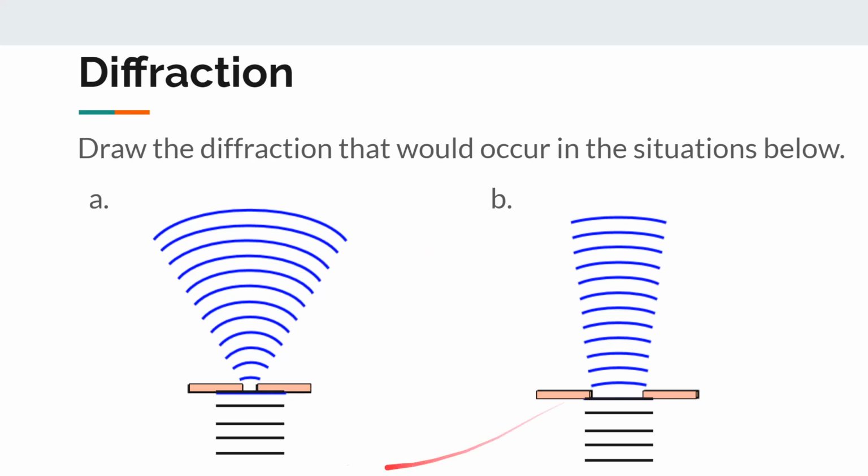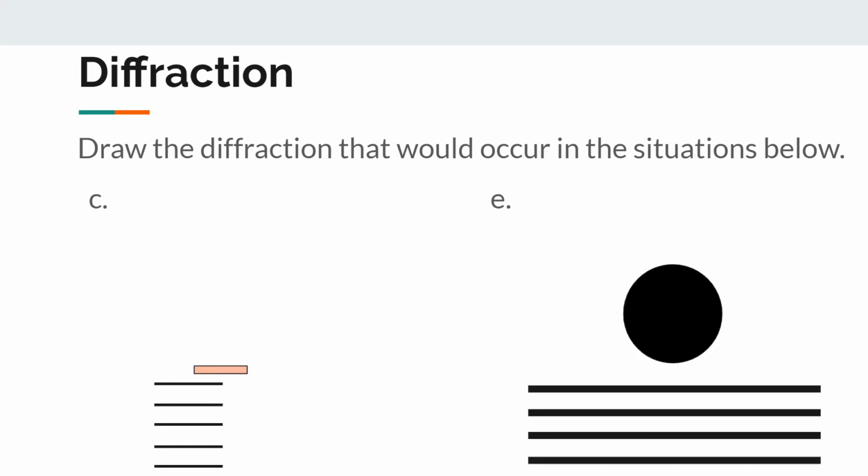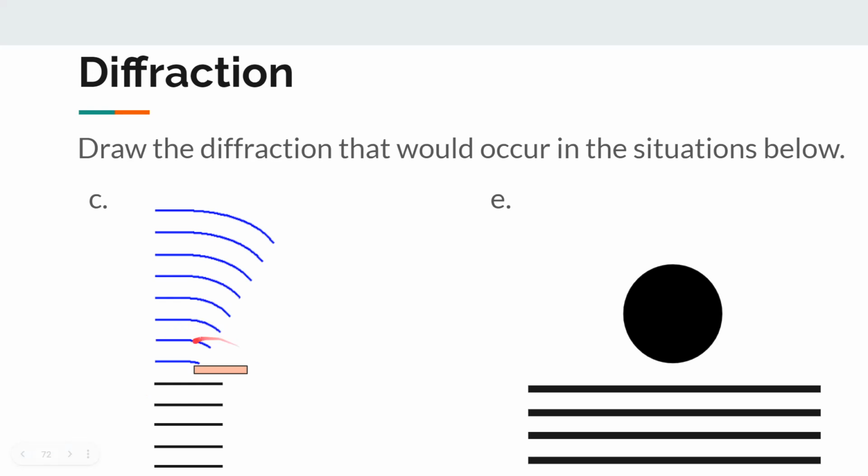By the way, this is slide 71 if I go too fast and you can't draw it fast enough. But again, that smaller opening is going to give you a greater amount of bending. That larger opening, you're going to have a smaller amount of bending, or maybe not even noticeable at all. In this situation, again, it's going to bend around the obstacle, so you're going to get the same type of thing, except now you're only looking at half of it. But you're going to get these waves bending into this space over here.